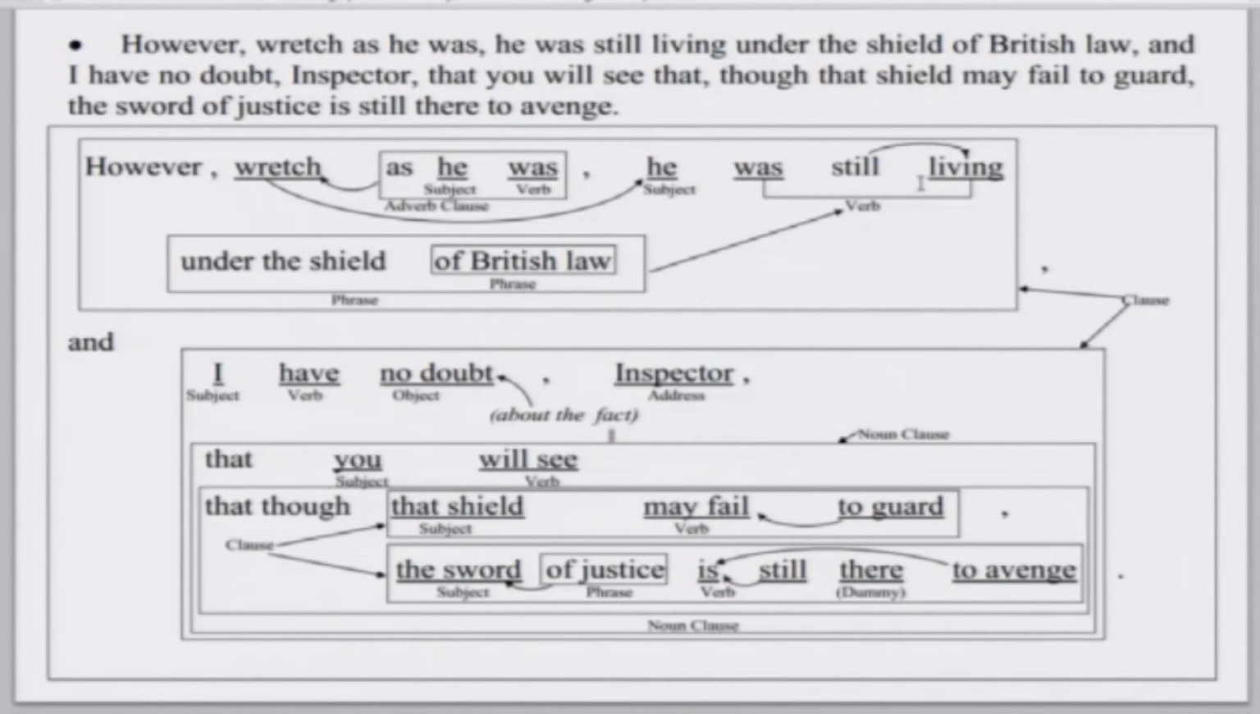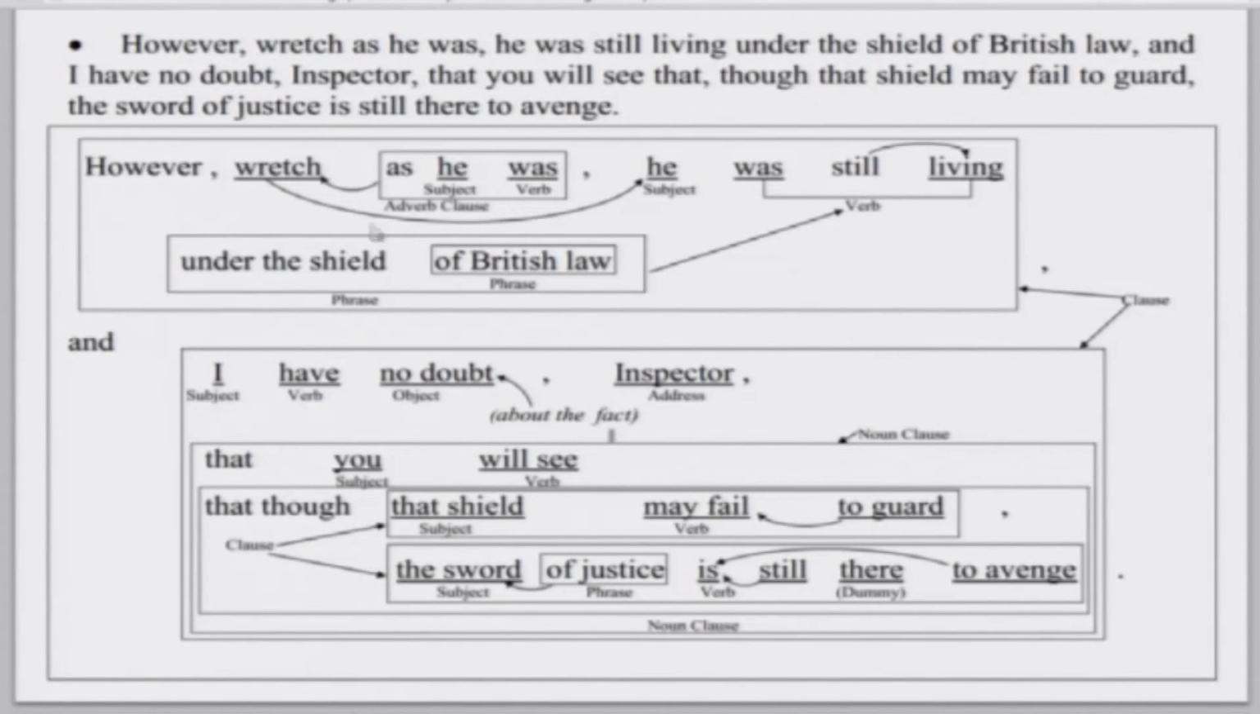He was still living, okay. This is the main part, okay. He is being qualified by a quality of that man, rich and wretch, that word is being emphasized by that verb, as he was. This is a clause. Now, then was living, still is an adverb, and another adverb is where, okay, under the shield of British law.